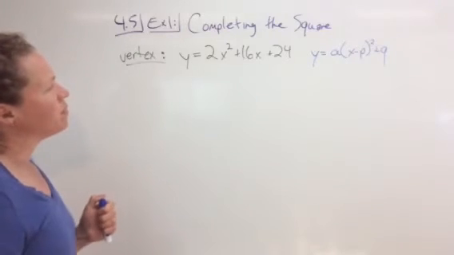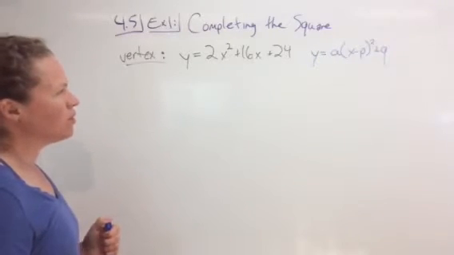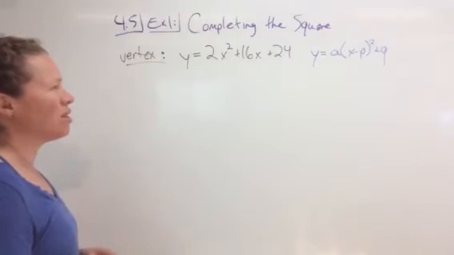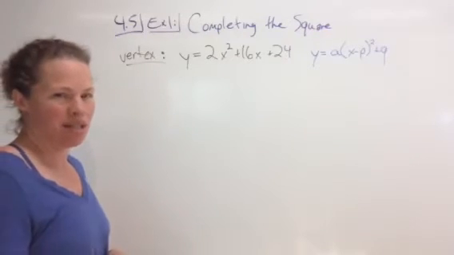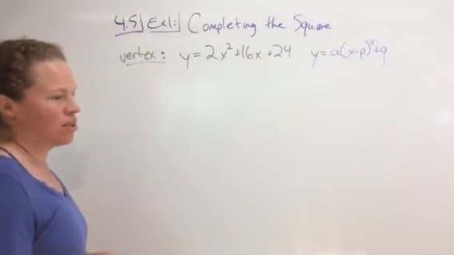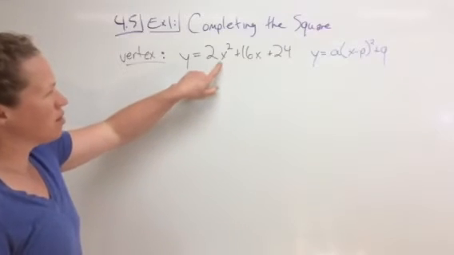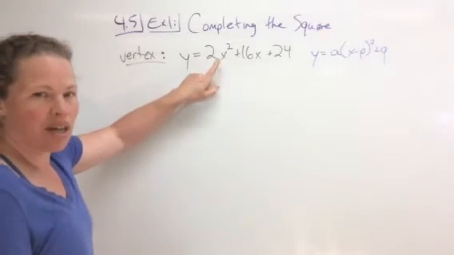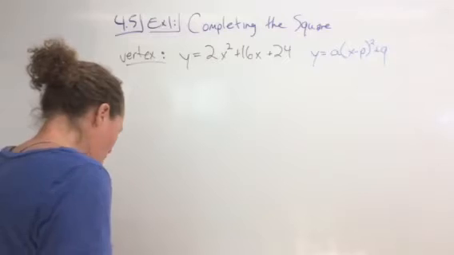So, what do we do first with this equation? Well, this equation's got a lot of big numbers in it, doesn't it? So the first thing that I'm going to look at is, especially with a number in front of the x squared, I want to get rid of that number. So we're going to factor it out.